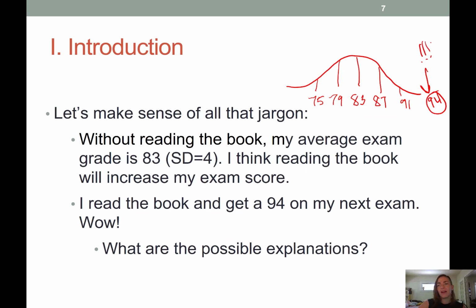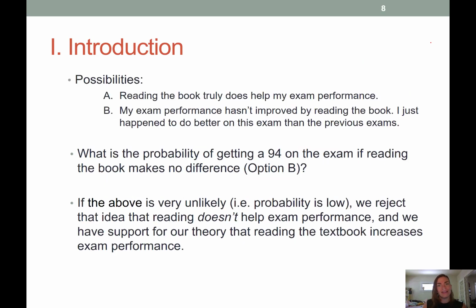So if we look back here, I could have gotten a 94 on this distribution. It's not so unlikely, but it's pretty unlikely, right? So that's exactly what I want to assess, is how unlikely it is for me to have gotten such a high score, for me to have gotten a 94, knowing what my typical grades looked like. How unlikely is that 94 value to occur if the null hypothesis is true? Okay. And remember, the null hypothesis is the hypothesis that reading the book does not improve exam scores.